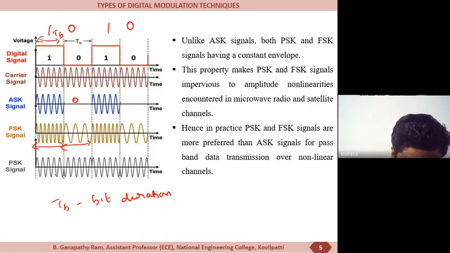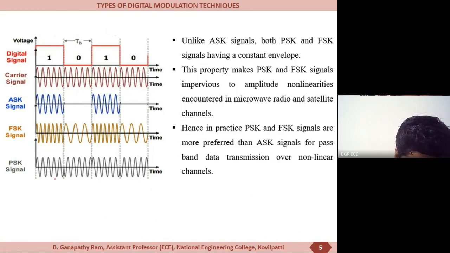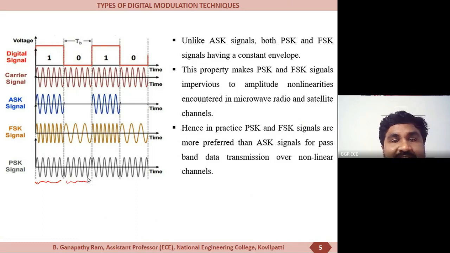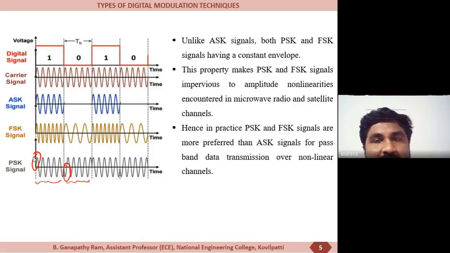And for phase shift keying signal, we can distinguish the phase difference for these two symbols when 1 is transmitted and when 0 is transmitted. So there is a change in phase here at the starting of the signal. So this is how the modulation process is generally taken.